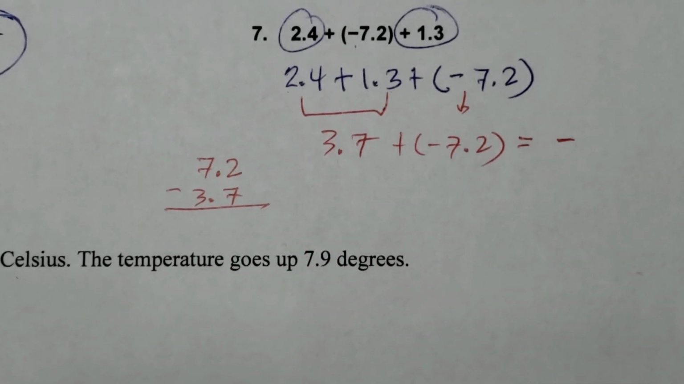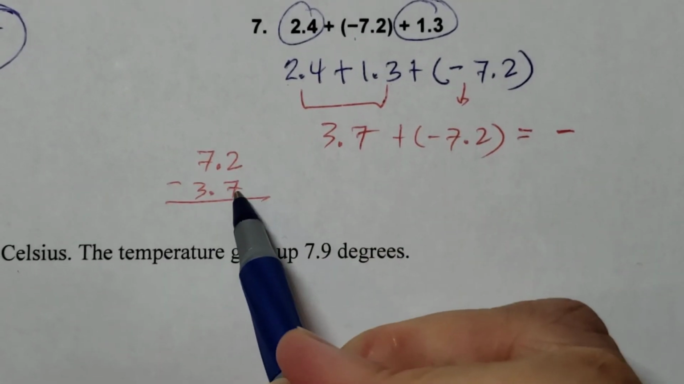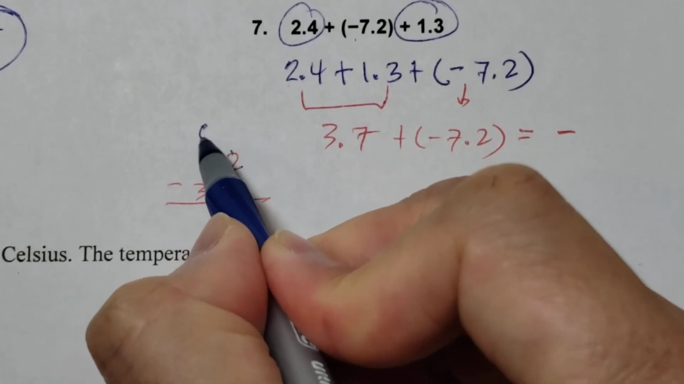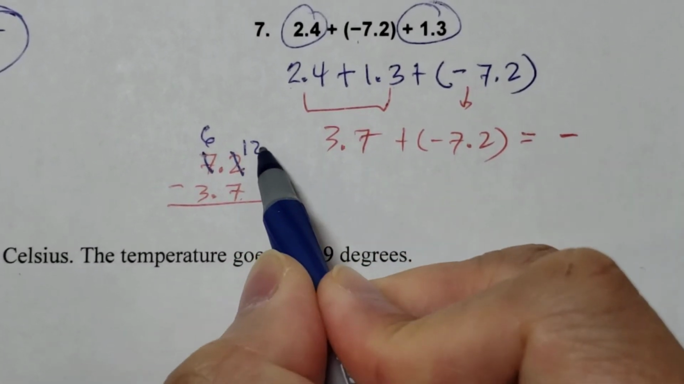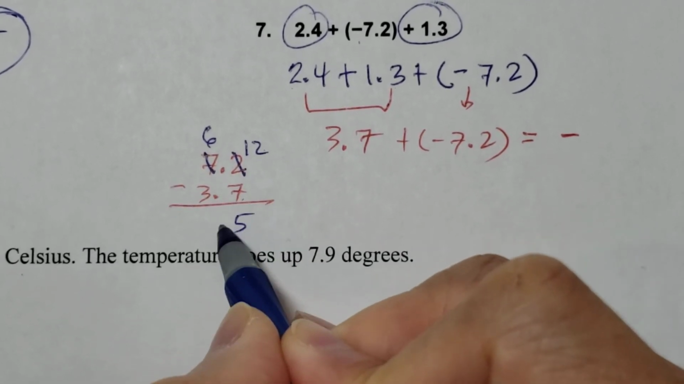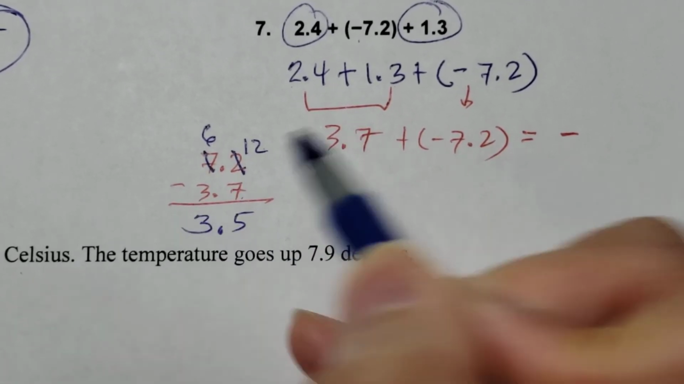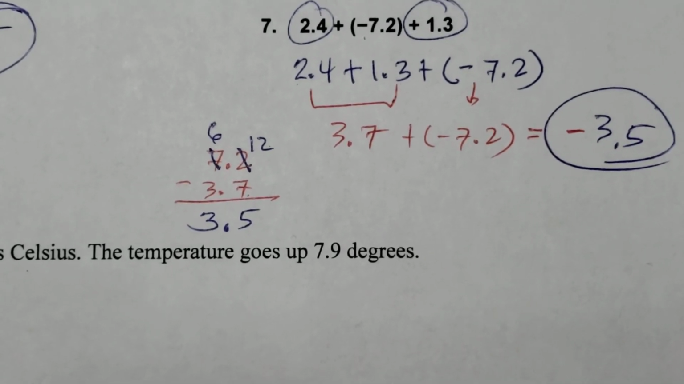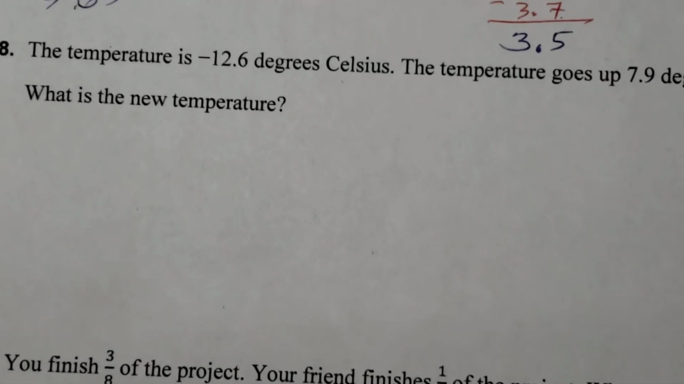There you go. Now, can you take away 7 from 2? Nope. So you borrow from 7. The 7 becomes a 6, and the 2 becomes a 12. 12 minus 7 is 5. The decimal point. 6 minus 3 is 3. So the answer is a negative 3.5. Okay, easy. Next one is a word problem.